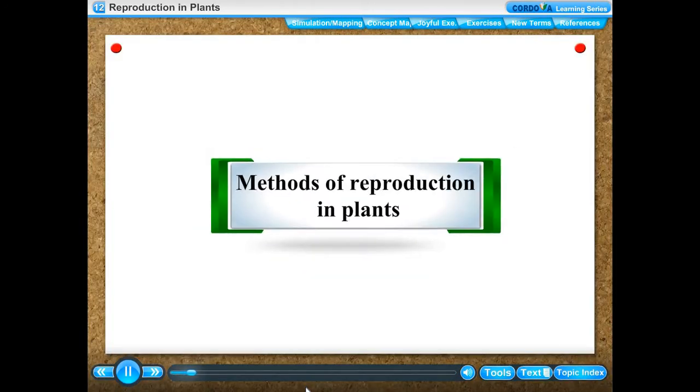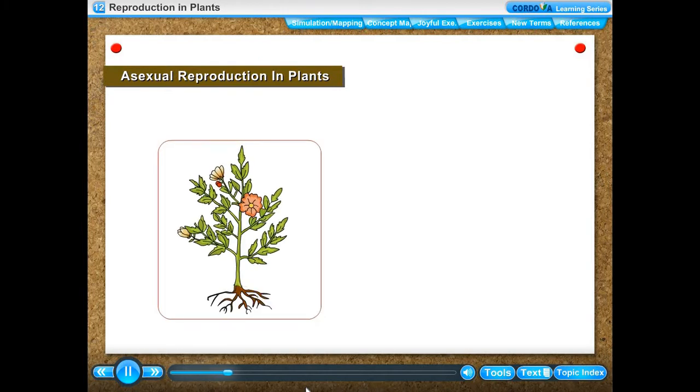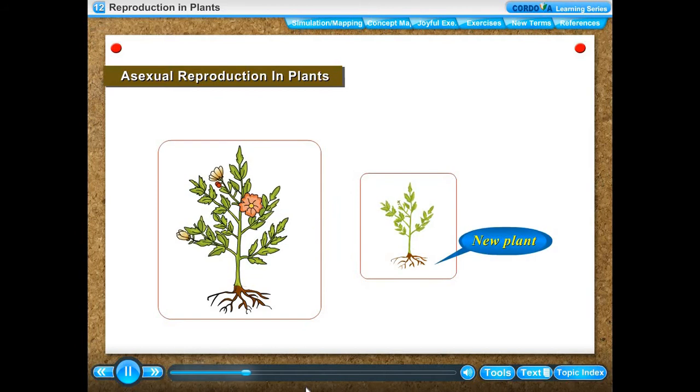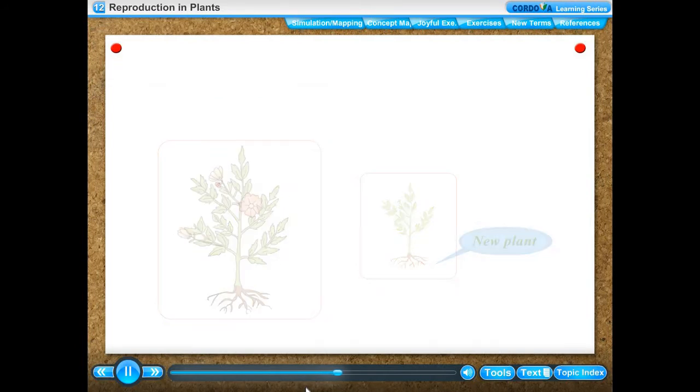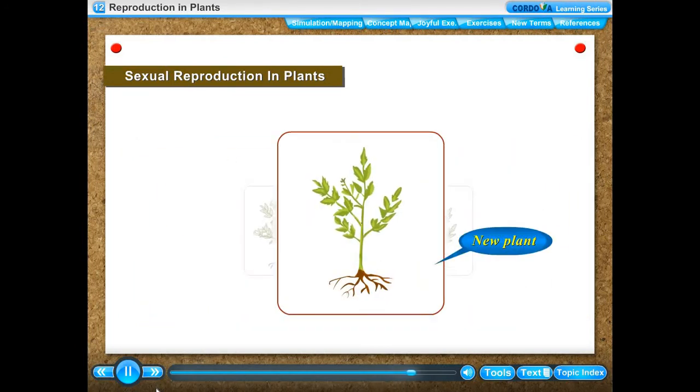Methods of reproduction in plants. Asexual reproduction in plants. The production of new plants from a single parent without the involvement of gametes is called asexual reproduction. In asexual reproduction, new plants are obtained from a single parent without production of seeds. Sexual reproduction in plants. The production of new plants from the existing parents by the fusion of their gametes is called sexual reproduction. In sexual reproduction, new plants are obtained from existing plants through seeds.